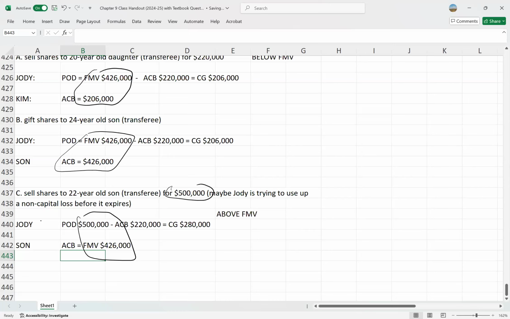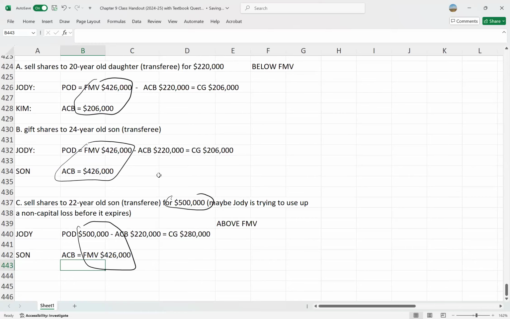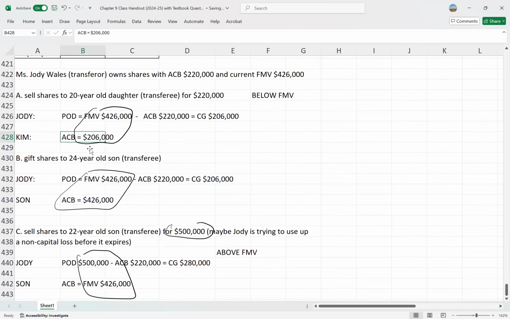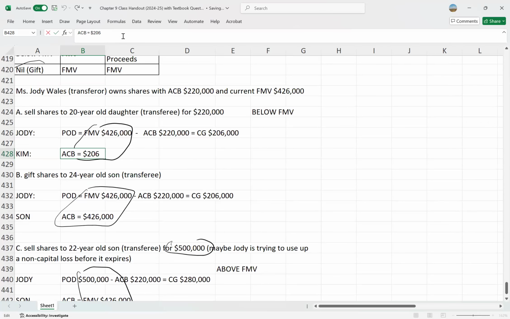Yeah, for A, Kim's adjusted cost base is 206. Shouldn't it be 220? 220, you're right. My mistake. All these numbers are sort of blending together. Thank you for pointing that out. So yes, you're right. This should be 220. Let me just double check if everything else is right.